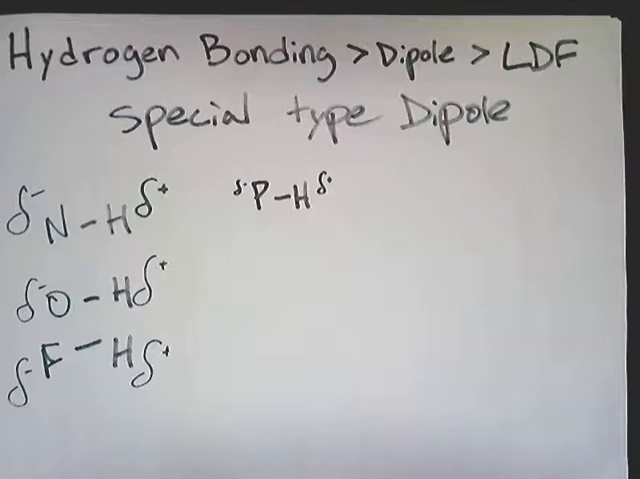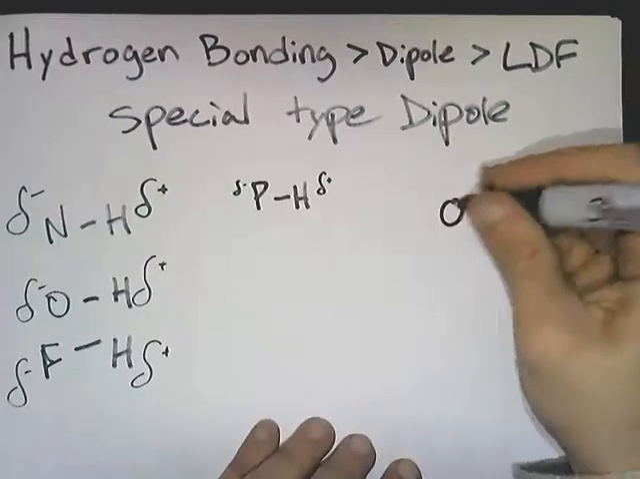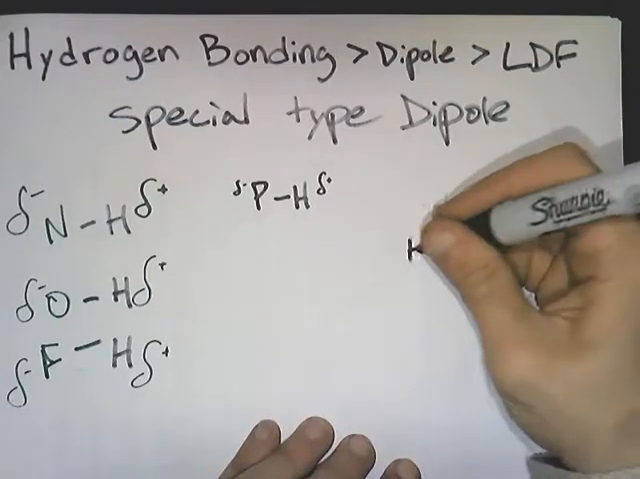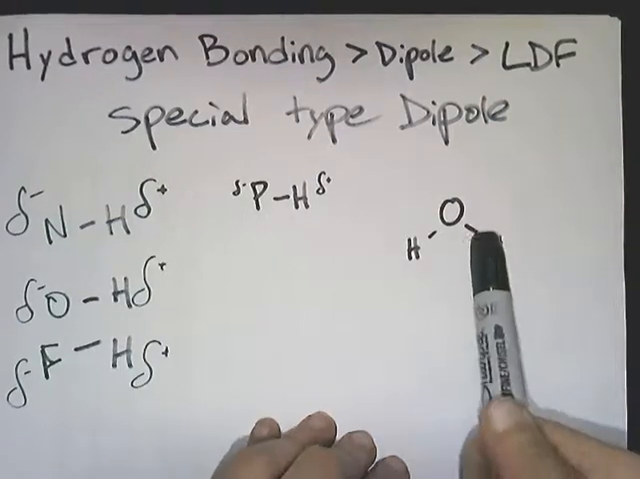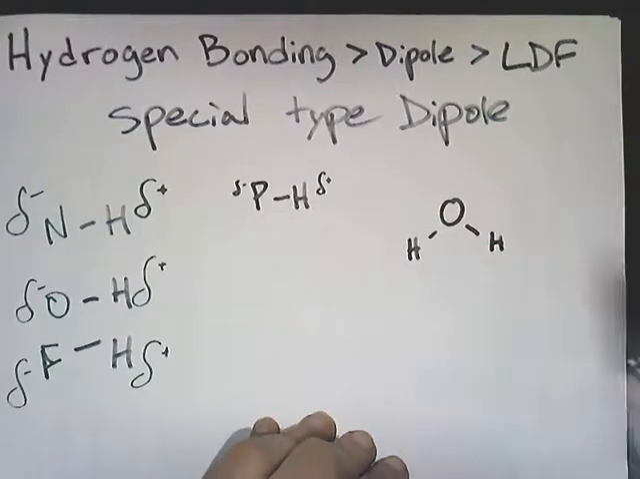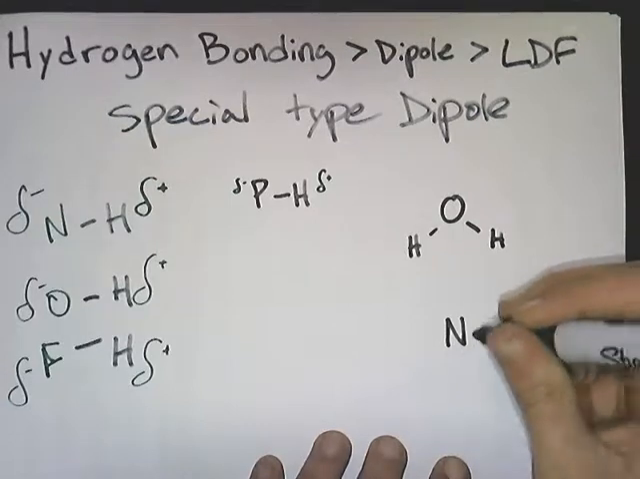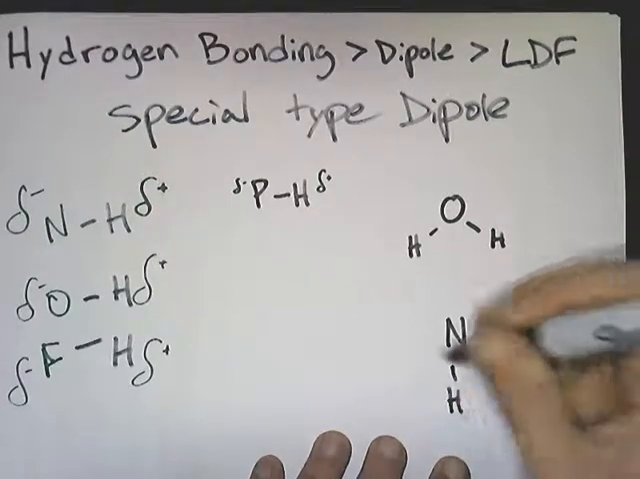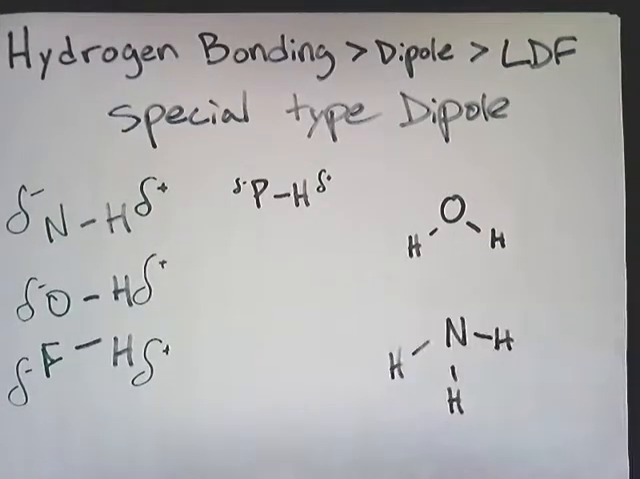So water is one of our best friends who exhibits hydrogen bonding. We have OH bonds. This is a very, very polar bond. Another common friend who does this is our friend ammonia. These are two of the molecules that we've looked at. But we also see hydrogen bonding in much larger molecules that have much greater significance.